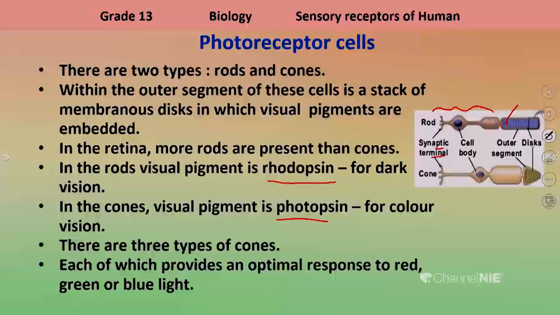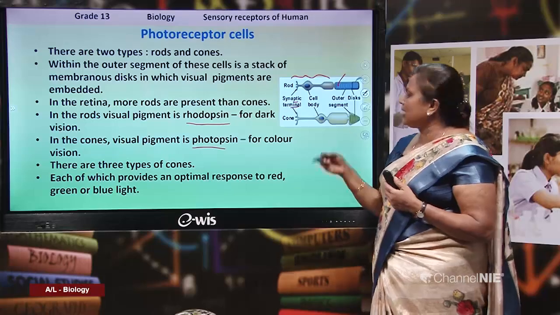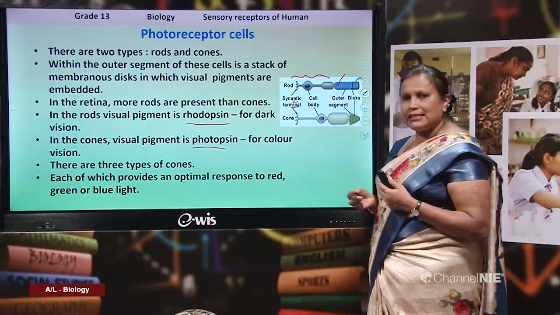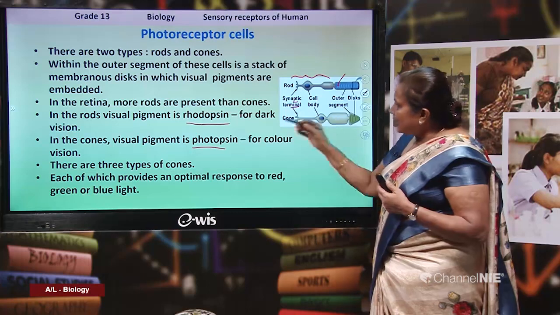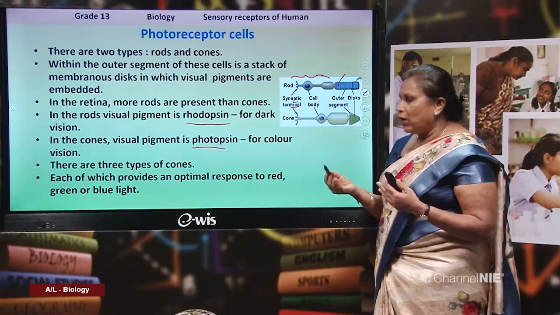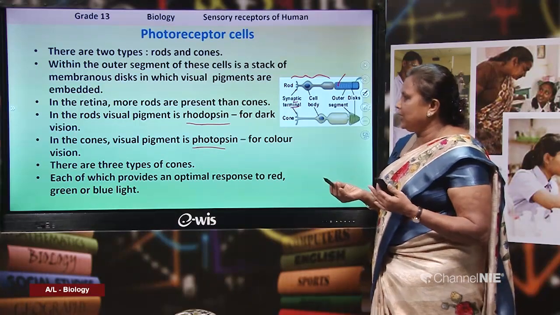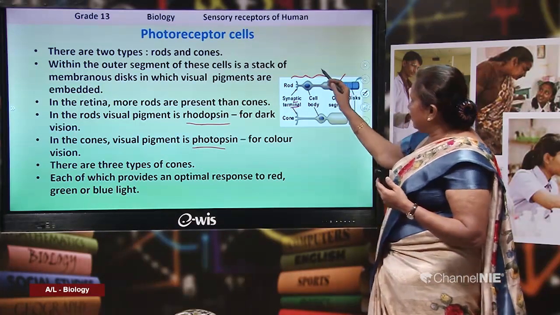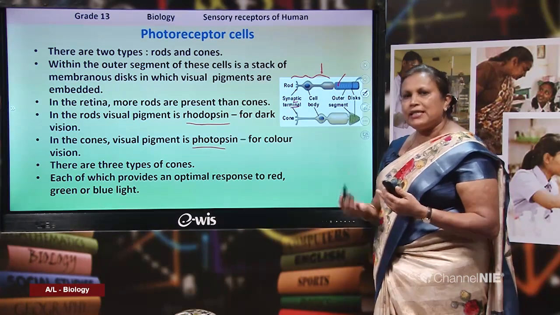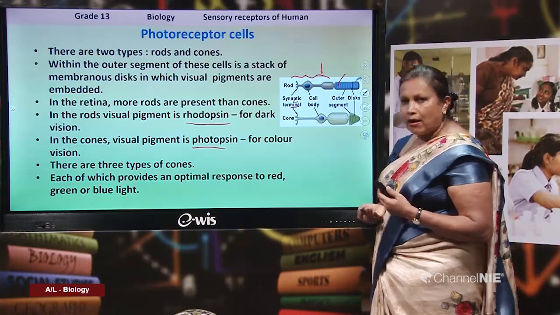Now, what you need to know, rhodopsin dissociates at low light intensities, especially during the night time, right? The change in the molecular structure of the rhodopsin produces the action potential which enables the person to see in the dark.